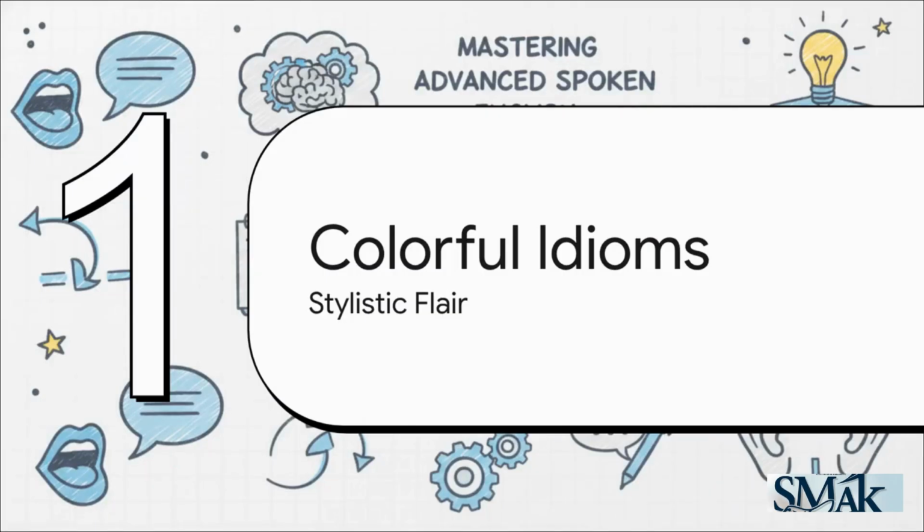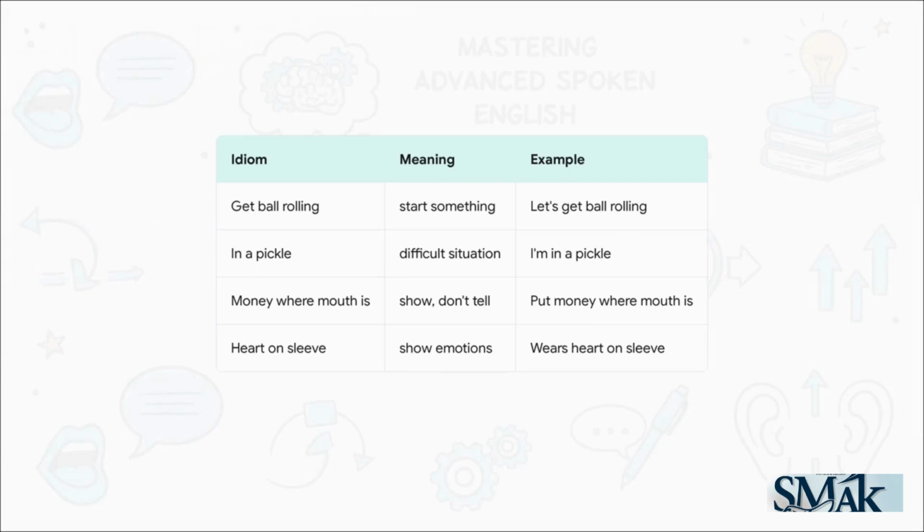Section 3. Colorful English idioms. We've got the grammar down, so let's move on to stylistic flair. Idioms are absolutely perfect for injecting native-sounding color into your speech. For example, to start something is to get the ball rolling, like, let's get the ball rolling on the project. Now, have you ever found yourself in a difficult situation? Or, as native speakers say, in a pickle? Like, I'm in a pickle because I forgot my wallet.